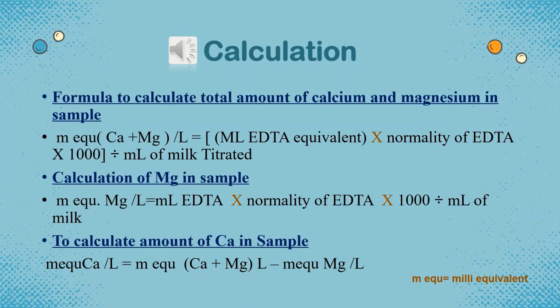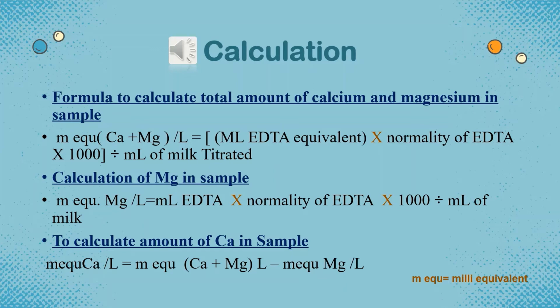After that, we will calculate the amount of the magnesium in the sample by this formula: milliequivalent of magnesium per liter is equal to the milliliter of the EDTA times normality of the EDTA times 1000 divided by milliliter of the milk titrated.